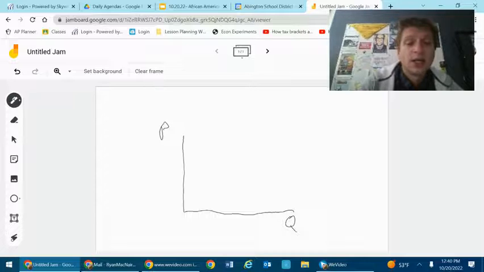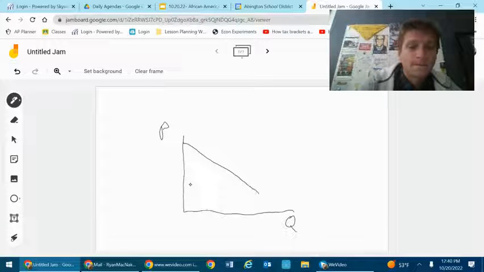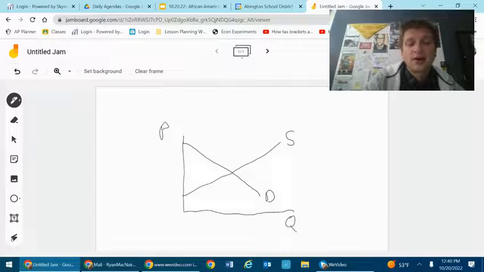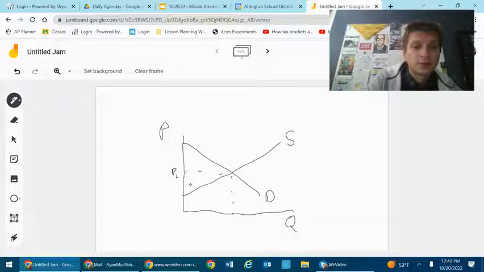Sorry for my terrible handwriting, but there's our demand curve. There's our supply curve. Now at equilibrium, here is our equilibrium price. And here's our equilibrium quantity.